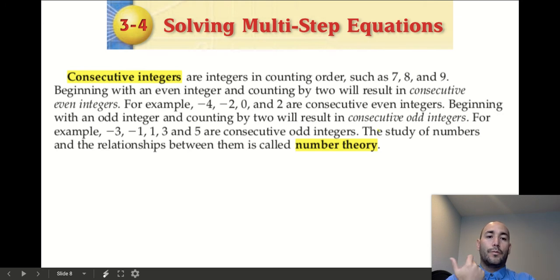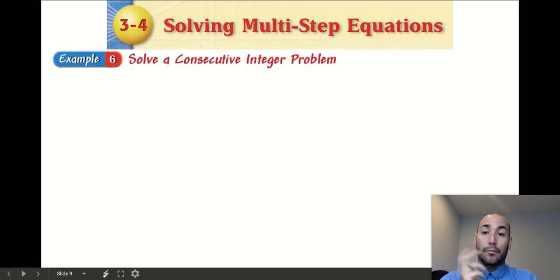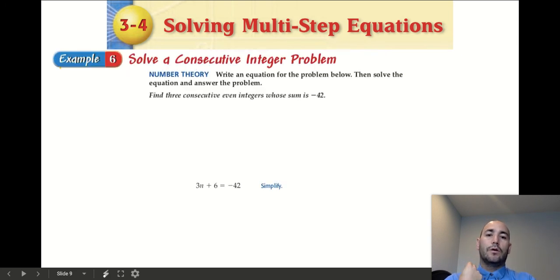Okay, so when we study these numbers and relationships, it's called number theory, and that's what we're going to take a look at. We're going to take a look at a problem like this. So it says solve a consecutive integer problem. So here it says that we're going to write an equation for the problem below and then solve it. So it says find 3 consecutive even integers whose sum is negative 42. Now, 3 consecutive even integers are 3 even numbers that come one right after the other, right?